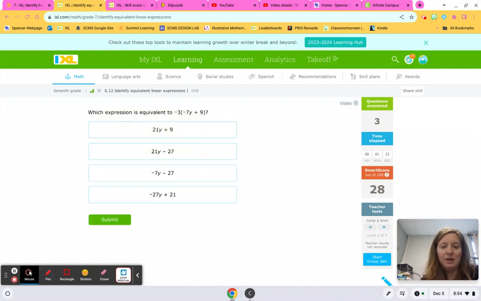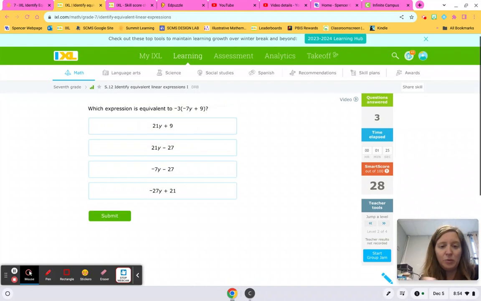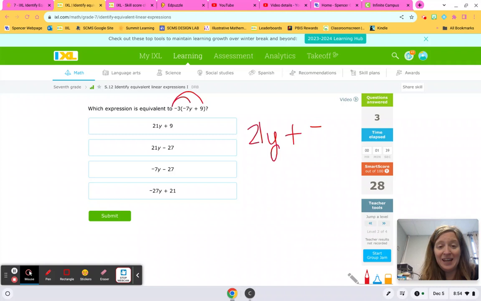The next one, okay, now we got to do the distributive property again. Negative 3 times negative 7y. Negative times a negative is a positive, so this is positive 21y. Plus negative 3 times 9 is negative 27. Now, I don't have 21y plus negative 27, but remember, plus a negative and subtracting are the same thing, so your answer would be 21y minus 27.